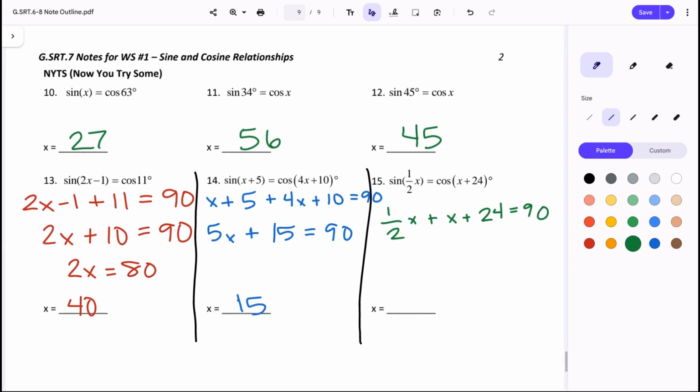Okay, so when I add the 1/2 and the 1x, I'm just going to write this as 1.5x. And then I would have moved the 24 over. So I would take 90 minus 24 to do that. And so this would equal 66. And then I would have divided by 1.5. And so you should have gotten 44 for your x. Okay, any questions on those last few?